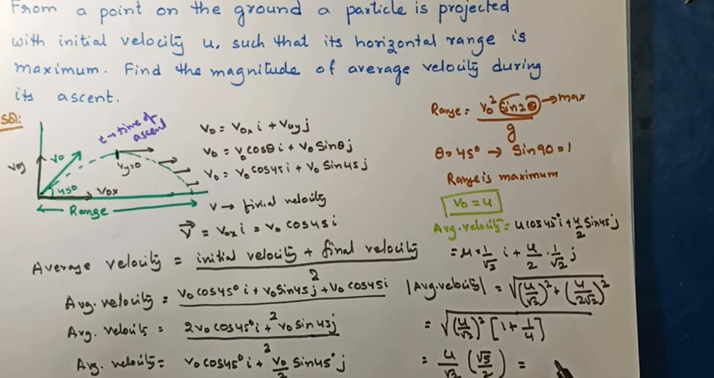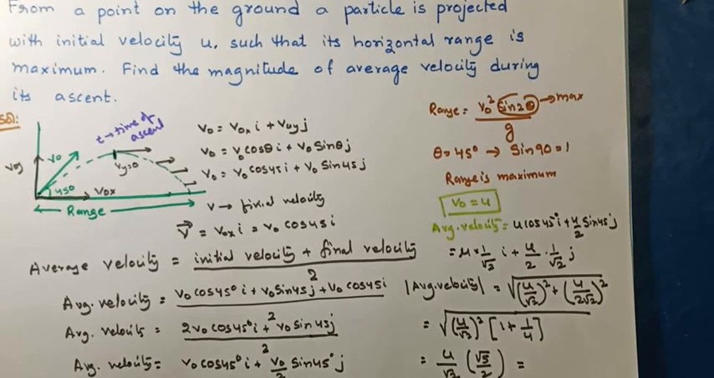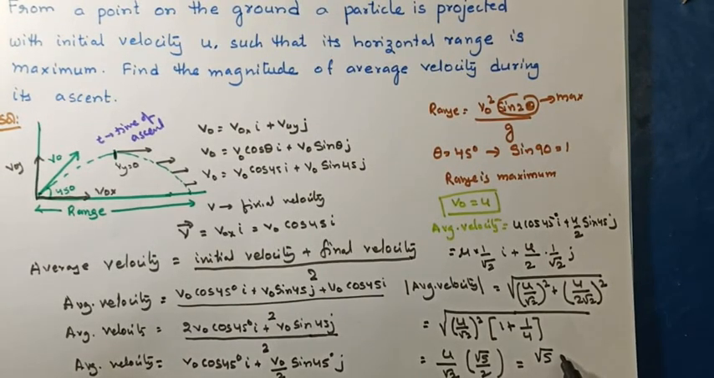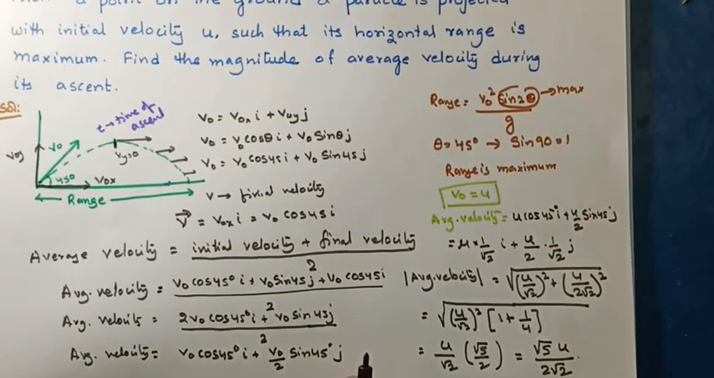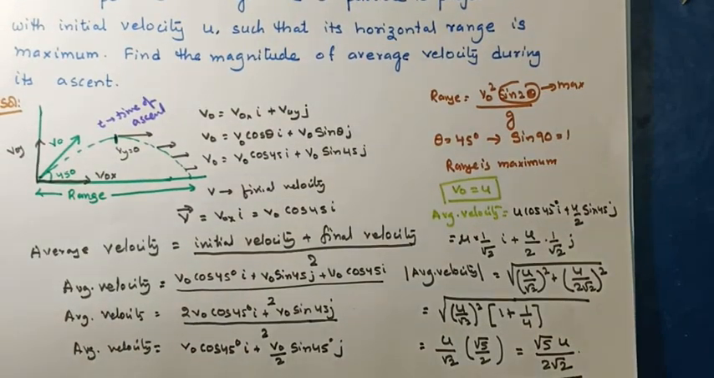So the answer is root 5 u by 2 root 2, which is called the average velocity. Average velocity, which is there in the textbook. I have solved a textbook problem only.